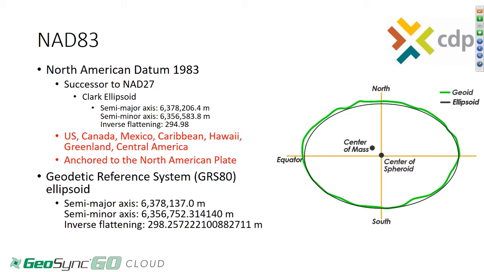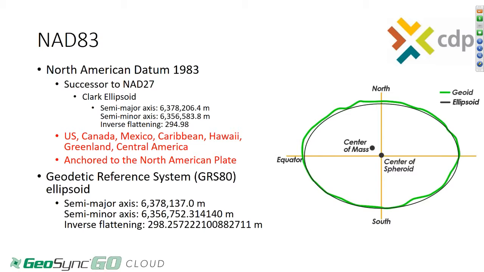North American Datum 1983 does include more than just the continental United States. It's Canada, Mexico, the Caribbean, Hawaii, Greenland, and Central America that are all included in the NAD83 datum.